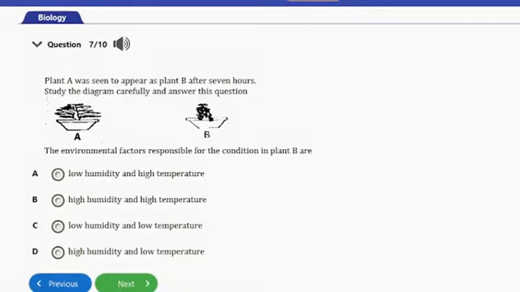It says, plant A was seen to appear as plant B after 7 hours. Study the diagram carefully and answer this question. The environmental factor responsible for the condition in plant B are A. Low humidity and high temperature. B. High humidity and high temperature. C. Low humidity and low temperature. D. High humidity and low temperature. So guys, the answer to this question is option A here. That's low humidity and high temperature.